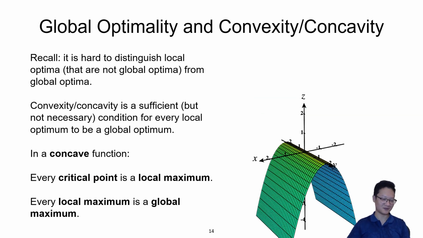Okay, as you can expect, it's the other way for concave functions. If the function is concave, then every critical point is a local maximum. And because every local maximum is also a global maximum, every critical point is a global maximum. But it doesn't go the other way around, right?